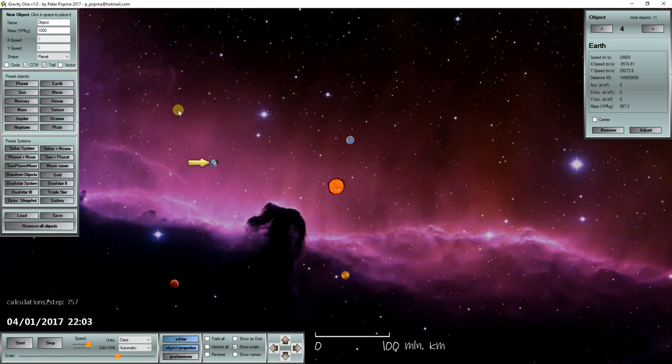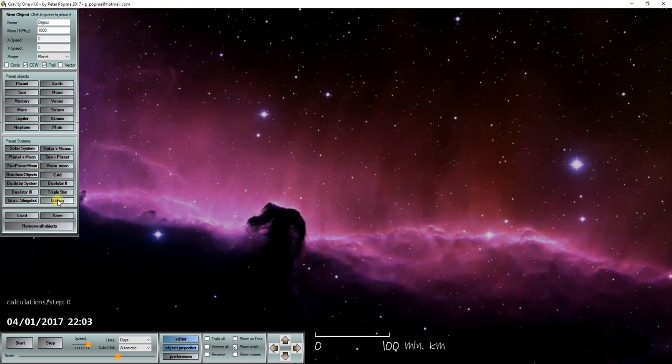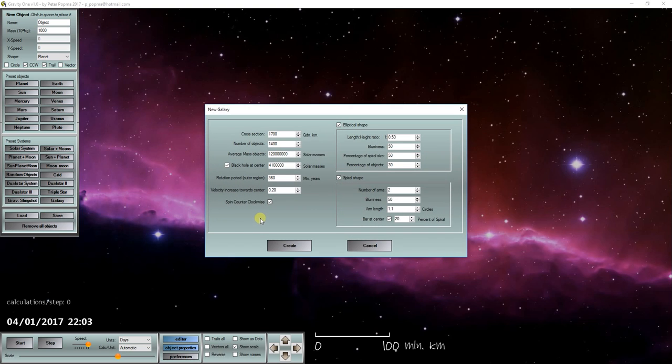Today we're going to take a look at the most advanced feature of Gravity 1, the possibility to simulate complete galaxies. First we remove our standard solar system and press the galaxy button. Now we have a lot of new options. With these options you can simulate any galaxy of the known universe.